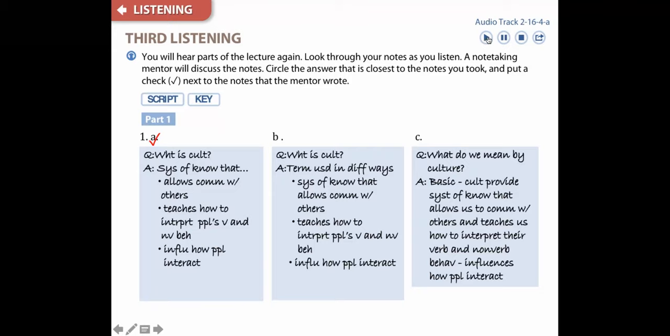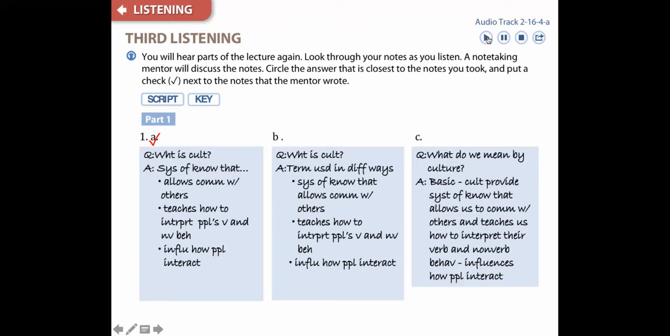Look at number one. Which notes are similar to your notes? Did you notice the rhetorical question and use the symbols Q and A? All three of the notes use Q and A, which is good. However, in C, the question is written out exactly as it was spoken. Try to reduce a rhetorical question to its basic meaning, as in A and B.